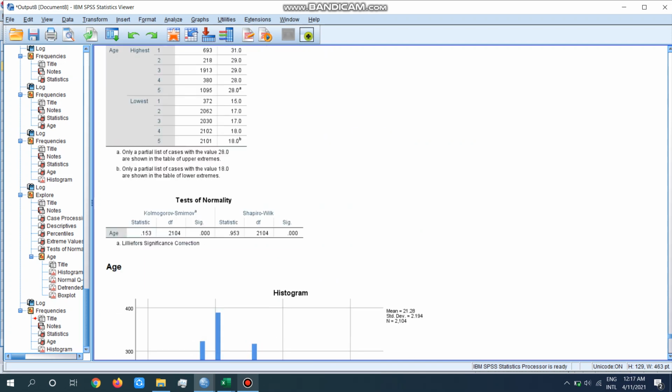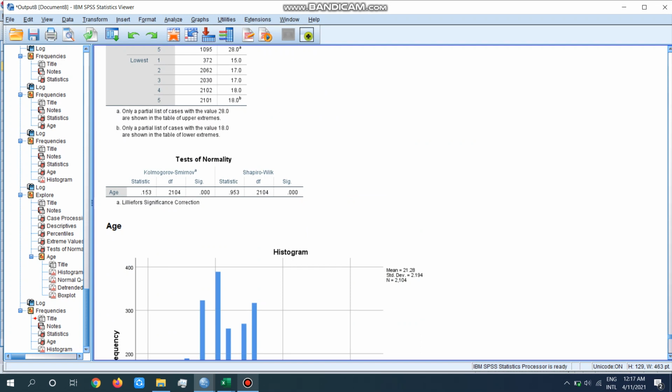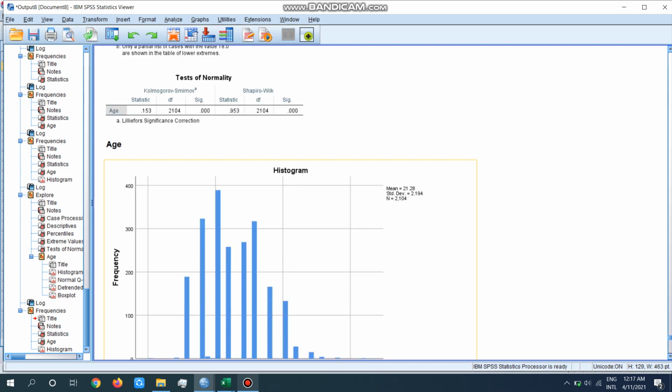If it is significant, that means it is not normally distributed. If it is more than 0.05, not significant, that means the data is normally distributed. Okay?